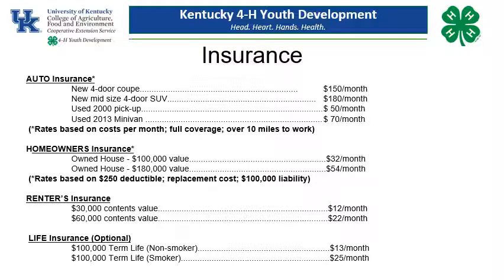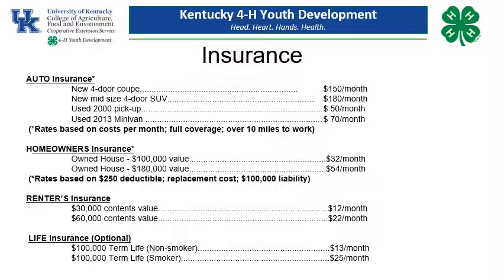Insurance is something that we all have to have. It is mandated that we have auto insurance, homeowners insurance. If you do not own your home, you also need to have renter's insurance. Therefore, based upon what you chose, for example, the automobile, if you chose the Volkswagen vehicle, you would need to subtract $150 per month for that vehicle. These rates are all based on full coverage, and it's over 10 miles to get to your job site.